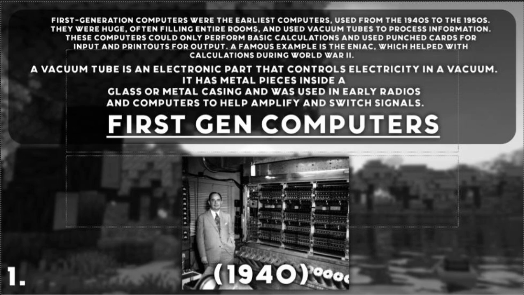What's a transistor? Now, a vacuum tube is a part of electricity which used to control the electricity inside the vacuum. It had metal pieces inside a glass or a metal casing, and was used in early radios and computers to handle, multiply, or even switch signals.